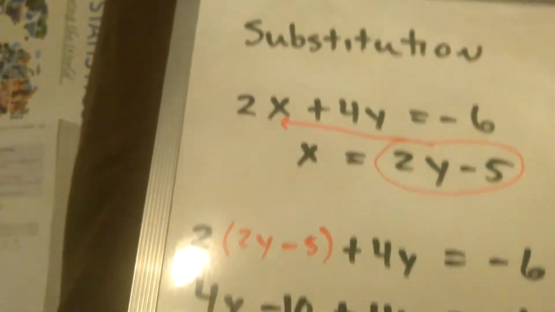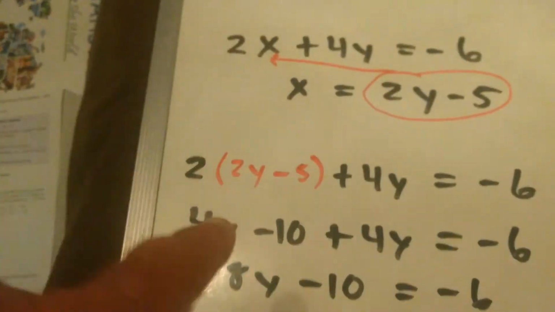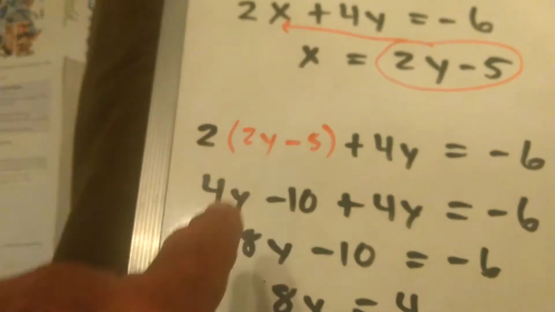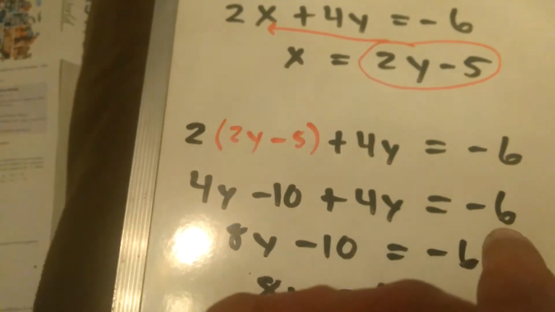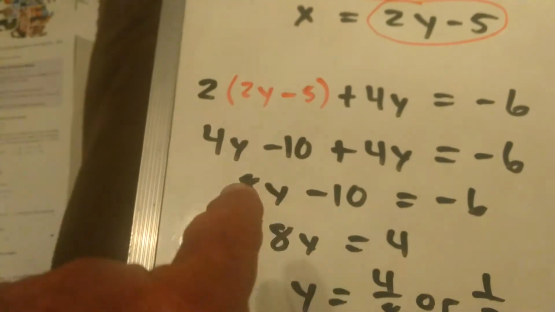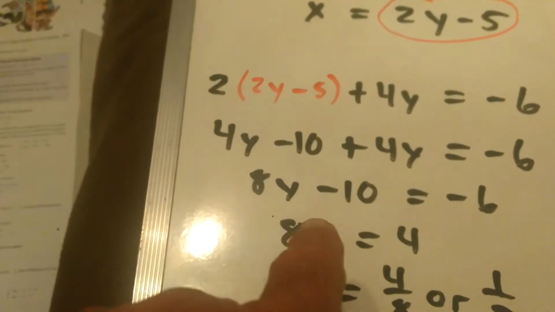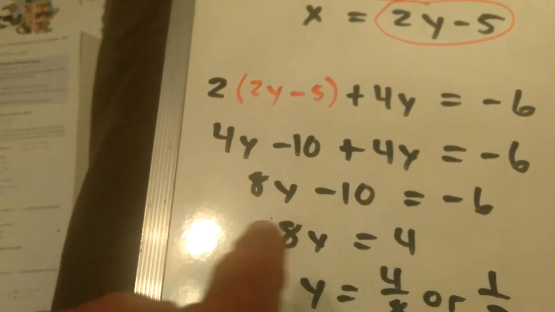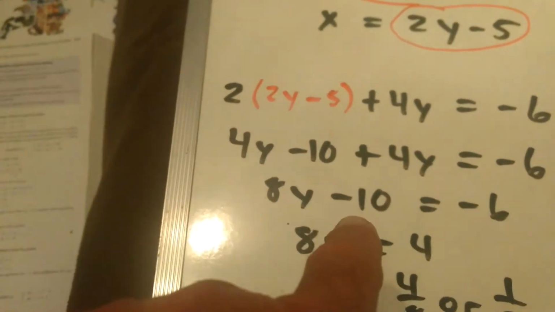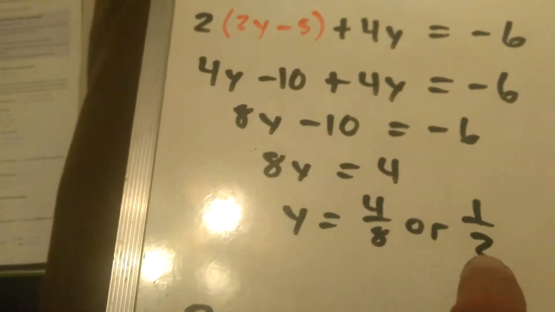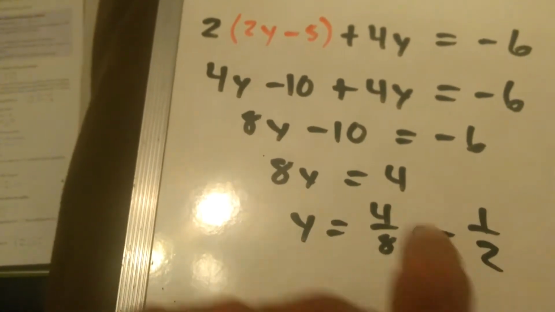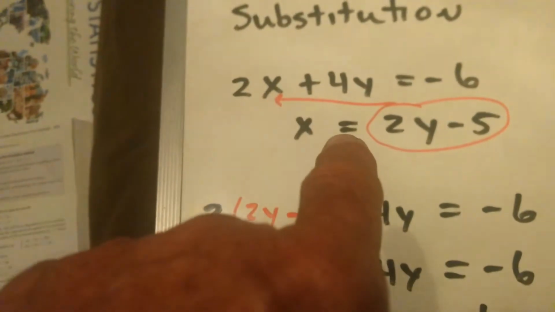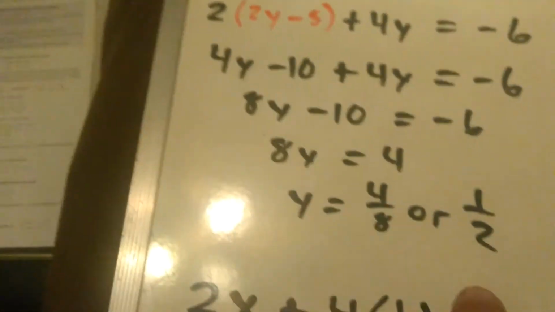Substitution. Once I substitute it in there, now I've got to distribute the 2. I get 4y minus 10 plus 4y equals negative 6. Collect like terms. I get 8y minus 10 equals negative 6. Two-step algebra problem. Add the 10, divide by the 8, reduce my fraction, and I get 1/2. So y is 1/2. Remember, a system of two equations is always going to give me an ordered pair.